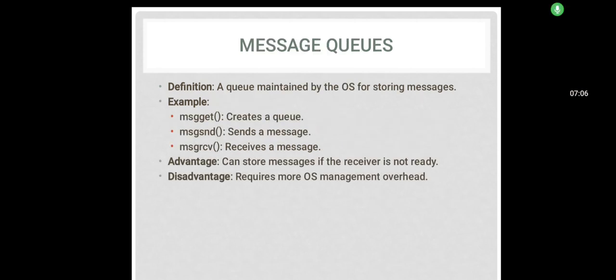And next, we discuss message queues and sockets. Message queues: a queue maintained by the OS for storing messages. For example, msgget, msgsnd, msgrcv. First, msgget creates a queue. Next, msgsnd sends a message. And msgrcv receives a message. There are three examples for message queues. Advantage: can store messages even if the receiver is not ready.